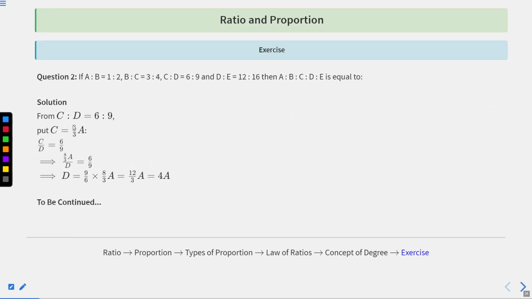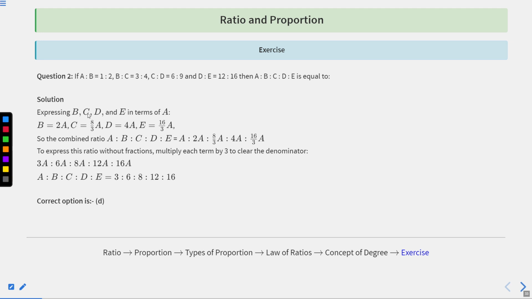Similarly, we are going to do it with D. C is equal to 8A upon 3, that is already computed by us. Now C upon D is equal to 6 upon 9, that is given in the question. So (8A upon 3) upon D is equal to 6 is to 9. So D will be 12A upon 3, and it is 4A. Now A, B, C, D are known, and let us find E. D is to E is equal to 12 is to 16 and D is equal to 4A. Substitute the value of D, you get 4A upon E equal to 12 upon 16. So E is going to be 16A upon 3.